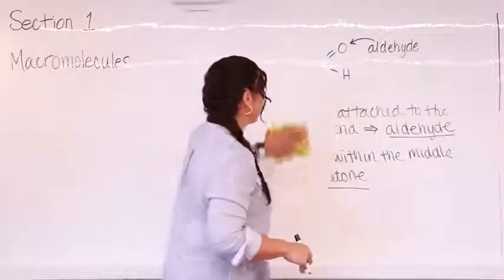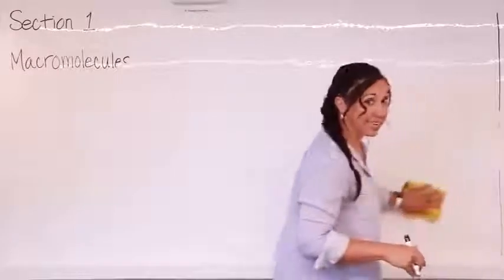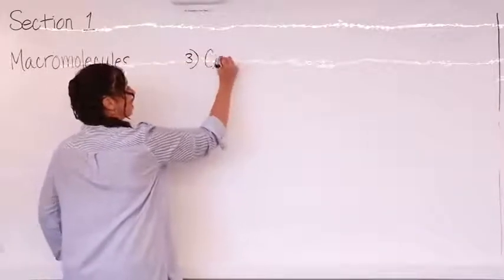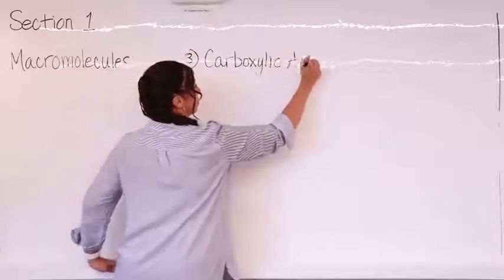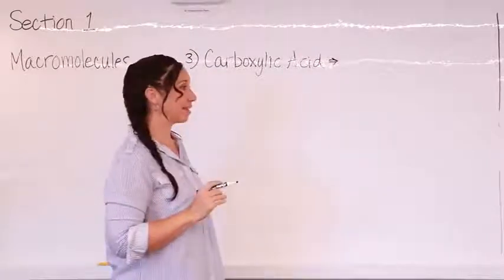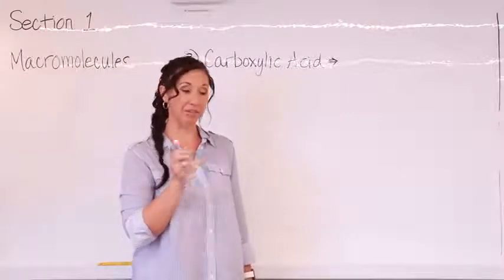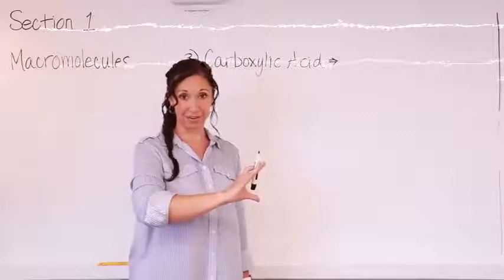The third functional group is a carboxylic acid, number 3. Carboxylic acid. So a carboxylic acid looks kind of like a carbonyl group. It has a double bond O on a carbon, and it also has an OH attached to that carbon.